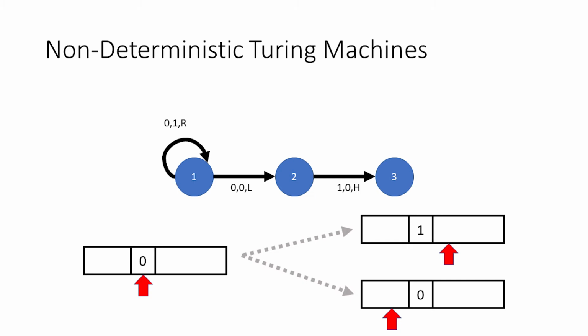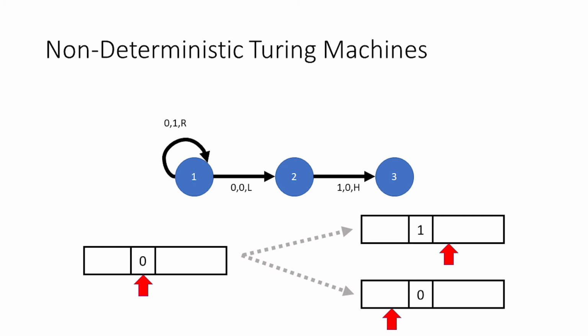Or another option, if we're looking at a 0 on the tape, is we could leave that 0 there and then move our position on the tape 1 to the left. So something like that. So here we have two choices. This is a non-deterministic Turing machine.